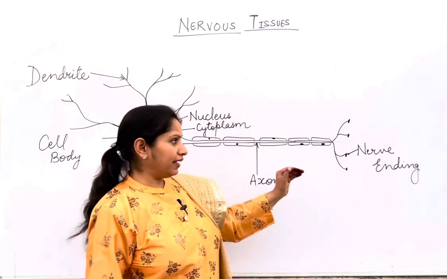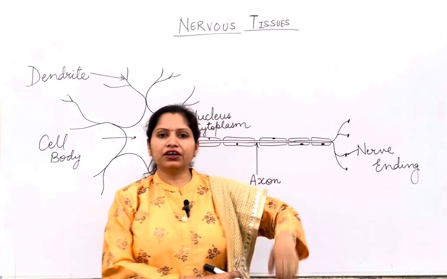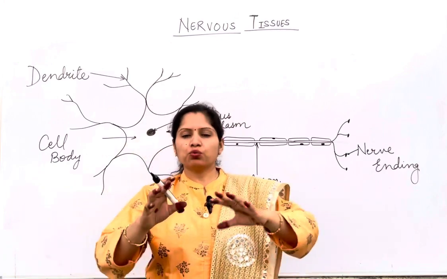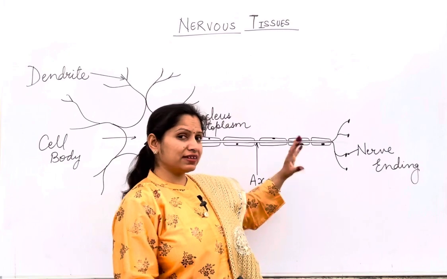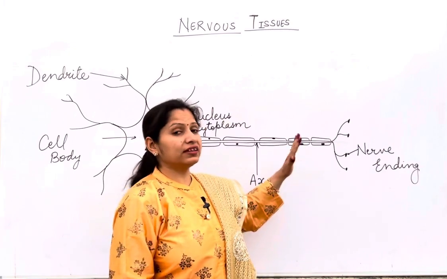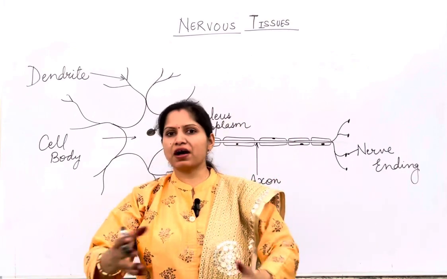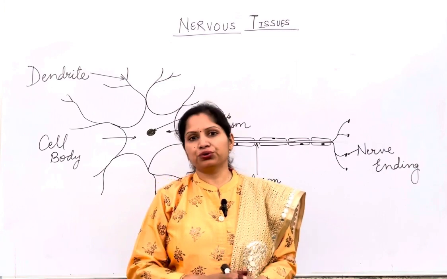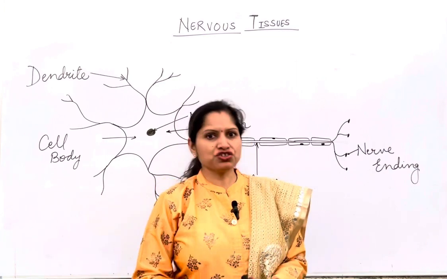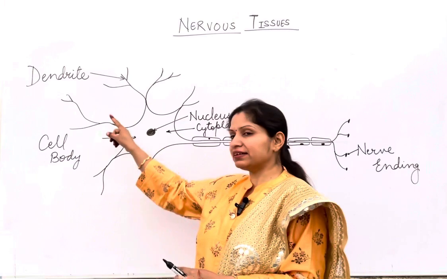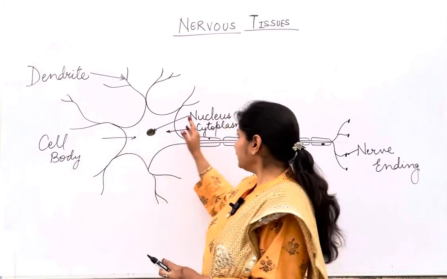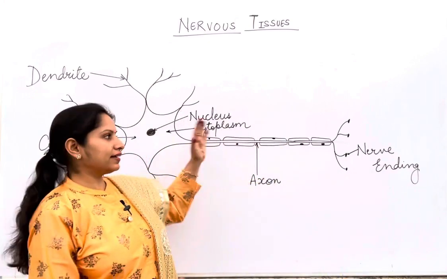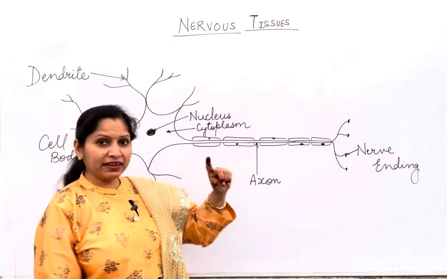At the end of the axon, we have the nerve ending, and the information that was in this nerve cell will be passed on to the next neuron. Information is always received by the dendrites, then it goes to the nerve cell body, and then it goes to the axon.